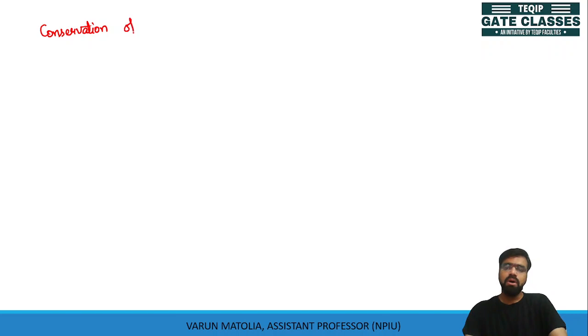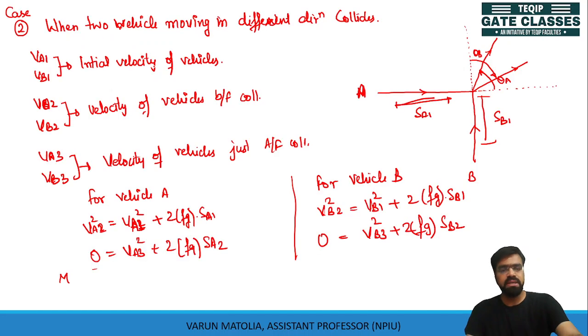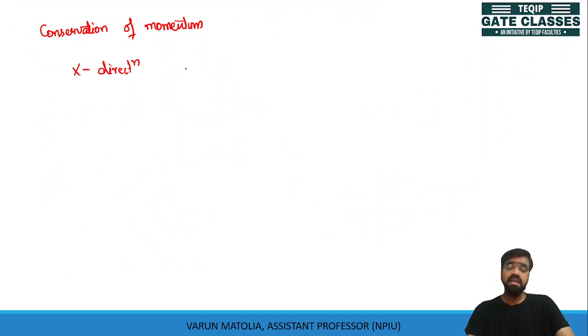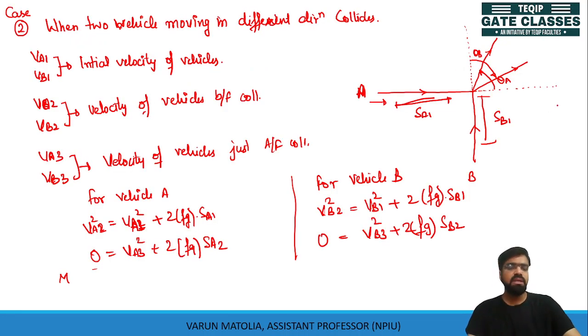Conservation of momentum in x direction. So what we have in x direction, look at the diagram. We have vehicle A moving in the x direction, but after collision we have a component of vehicle A velocity and vehicle B velocity in x direction. So we can write for x direction, m1 VA1 equals, after collision, m1 VA3 cos theta A and VB3 sin theta B.